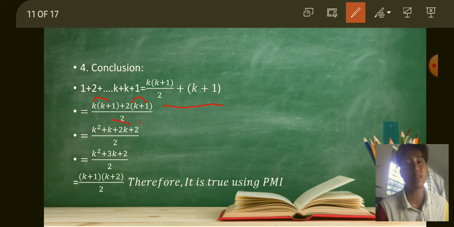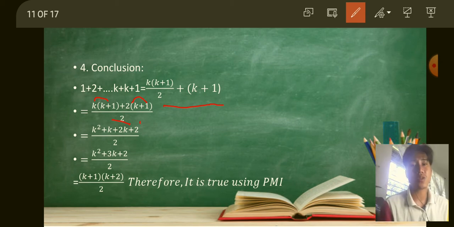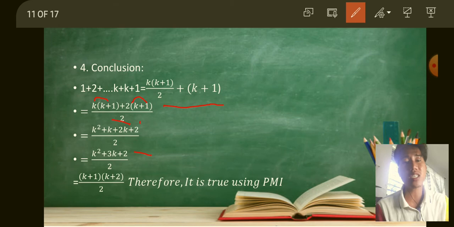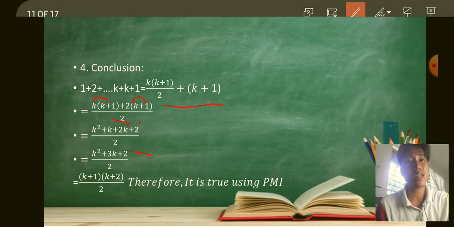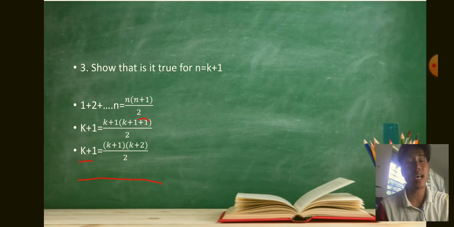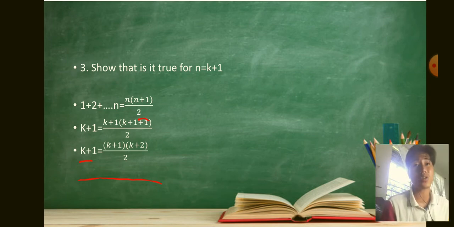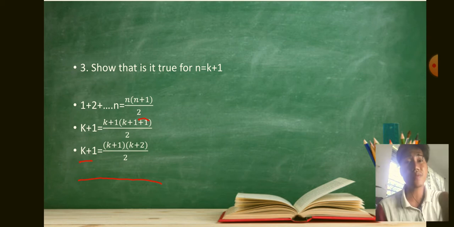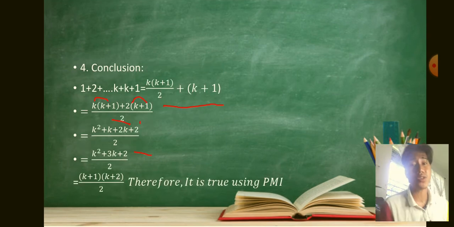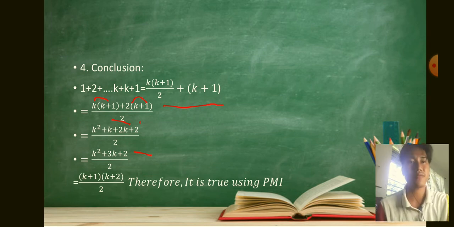So, it will become k squared plus 3k plus 2 over 2. This one we can factor, so it becomes k plus 1 times k plus 2 over 2. So, in the third step, which is to show that it is true for n equals k plus 1, as you observe here, the conclusion is the same. Therefore, it is true using PMI, or mathematical induction.